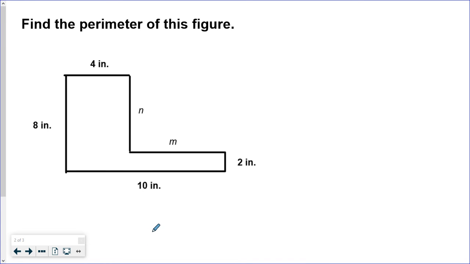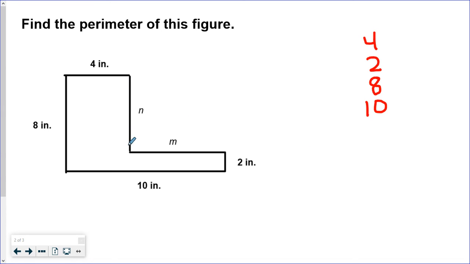Let's do that with this particular shape right here. It says, find the perimeter of this figure here. Again, how many sides do I have? 1, 2, 3, 4, 5, 6. So I need to add 6 numbers. Now there are 4 numbers that I already know. One of them is a 4, one of them is a 2, one of them is an 8, and the other one is a 10. Those are the 4 numbers I have so far. I need to add 2 more numbers for me to figure out what my total perimeter is.